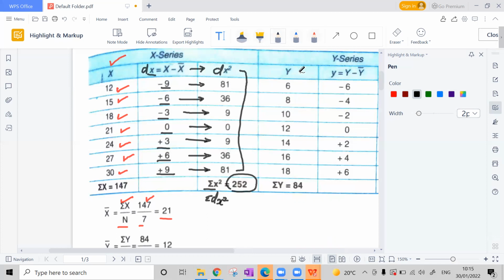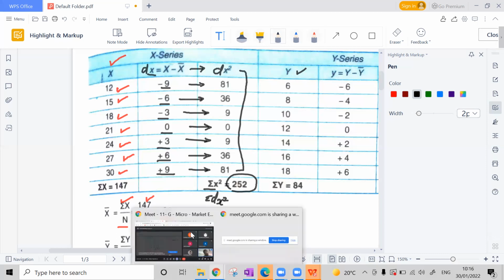Then kindly note down the y, everyone. Those who have completed with dx square, kindly note down the y series. Note beta, dx square. Yes or no? Okay, beta. Note down.